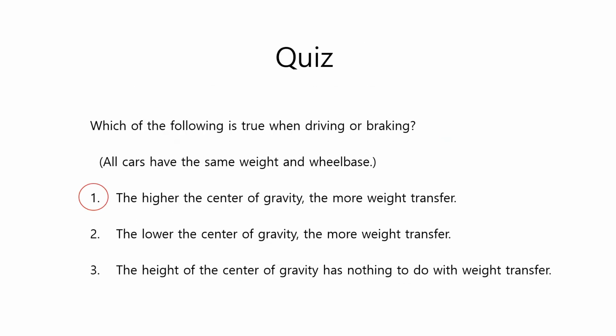Let's find the answer to the quiz. Which of the following is true when driving or braking? All cars have the same weight and wheelbase. If the wheelbase is the same, the higher the center of gravity, the more weight transfer. If the wheelbase is the same, the lower the center of gravity, the less weight transfer. The height of the center of gravity is directly related to the weight transfer. Therefore, the answer is number 1. The higher the center of gravity, the more weight transfer.